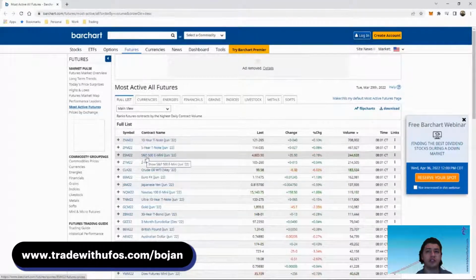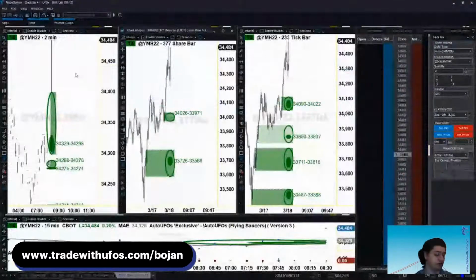You can already see that the S&P 500 is right there. We're 4.6 million on the June contract. All right, and then of course crude is on the K, on the May contract. All right, so let's go ahead and do that.